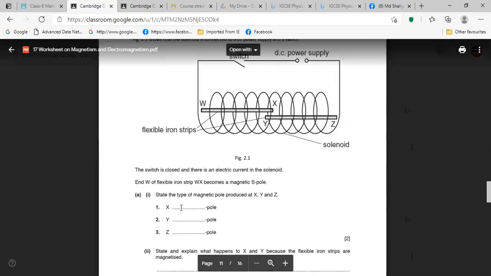Okay, so here X will be N pole, then Y will be S, then Z will be North, right? Any questions here, anyone? No, sir.